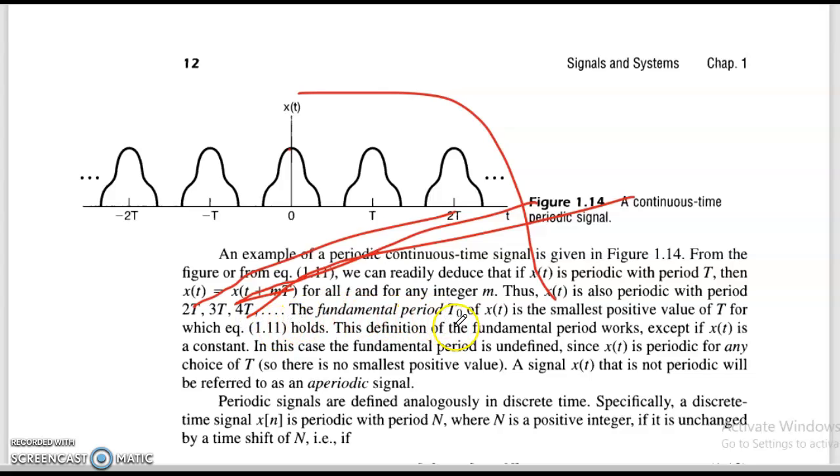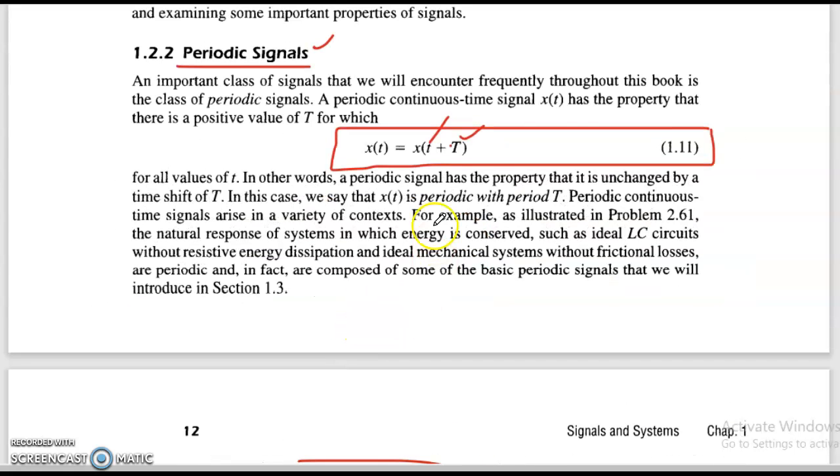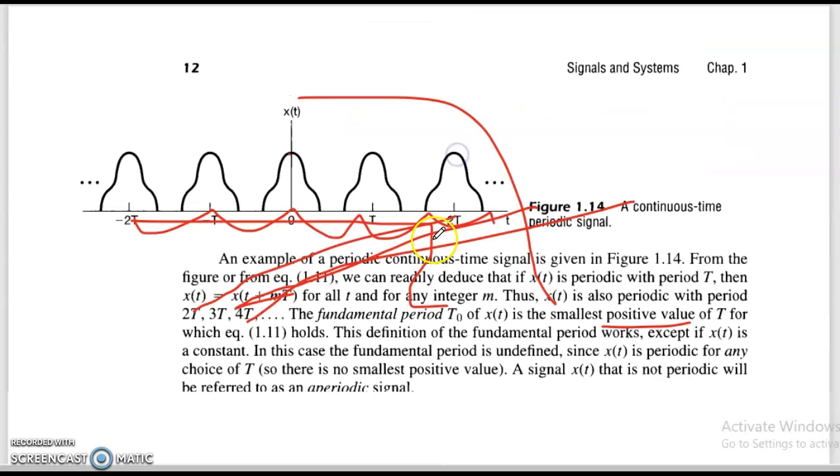The fundamental period T naught of x of t is the smallest positive value of T, here among minus 2T, minus T, 0, T, 2T, 3T, for which equation 1.1 holds. So T is a positive value.